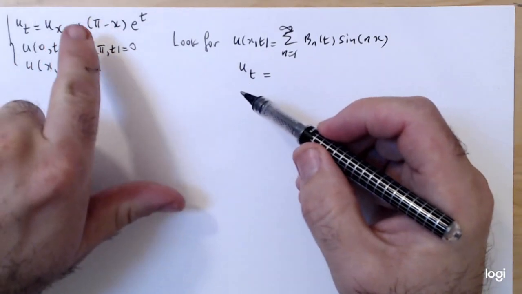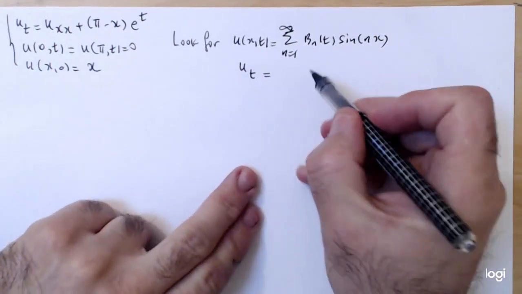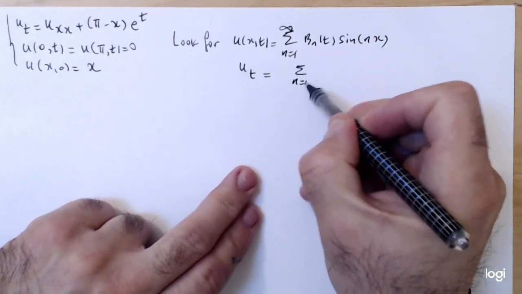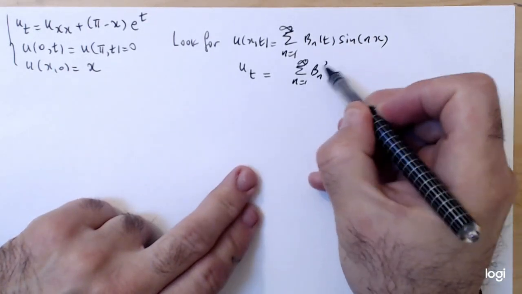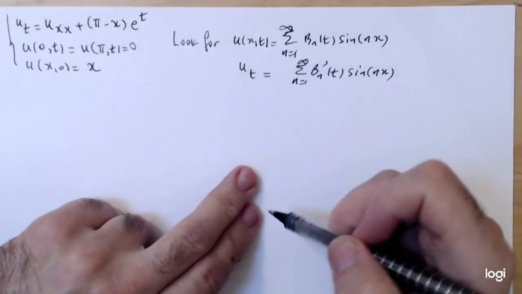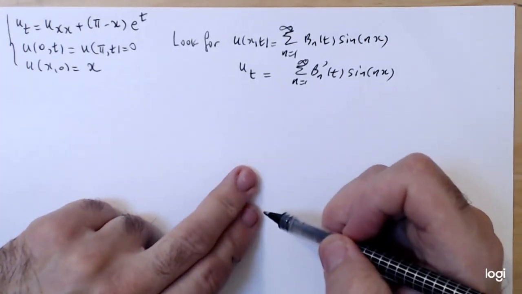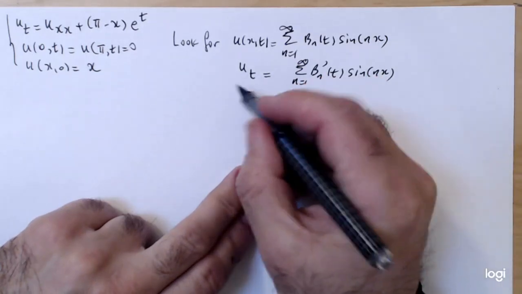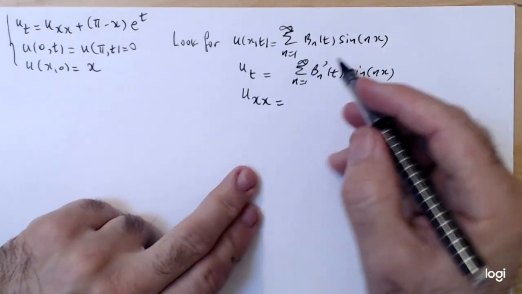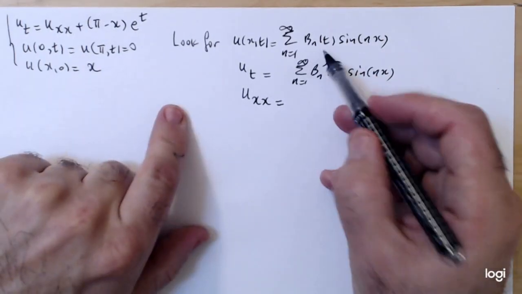the PDE. So partial t, that doesn't affect sine of nx, so that's going to be the summation of bn prime of t sine of nx. Again, bn is not known, so that's just bn prime of t. Let's do partial x twice directly. So that doesn't affect bn of t.